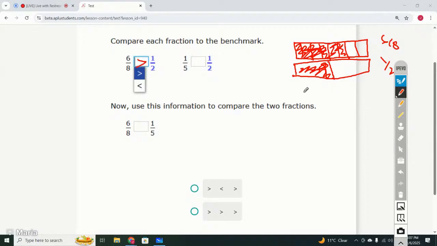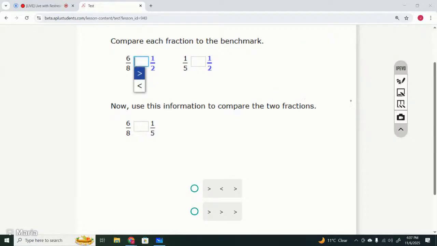Now look at the second one, 1 by 5. So we have 1, 2, 3, 4, 5. One of them is colored. That is 1 by 5. So 1 by 5 is less than half, right? If you compare 6 by 8 and 1 by 5, 6 by 8 is greater than 1 by 5. Got it? Very good. Option number 1 is the correct option. 6 by 8 is greater than half, 1 by 5 is less than half, and 6 by 8 is greater than 1 by 5. Very good.